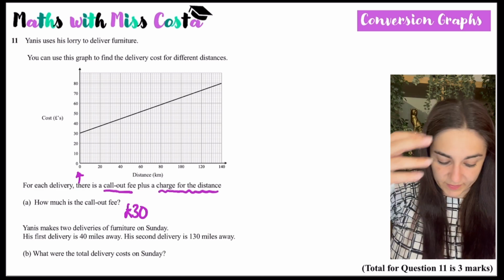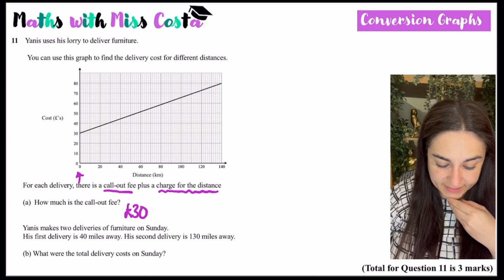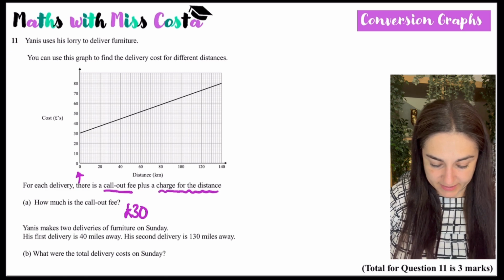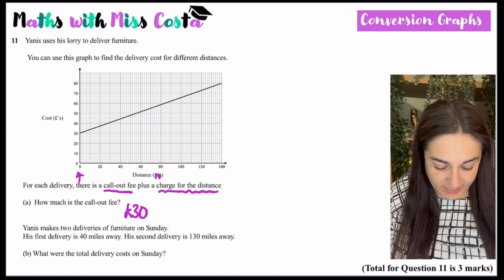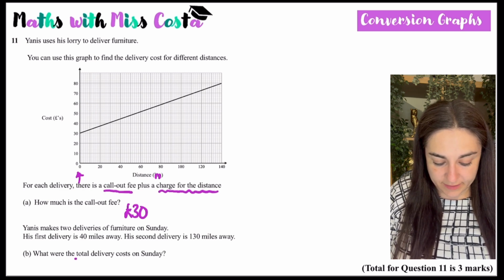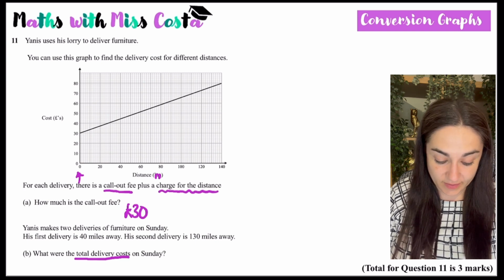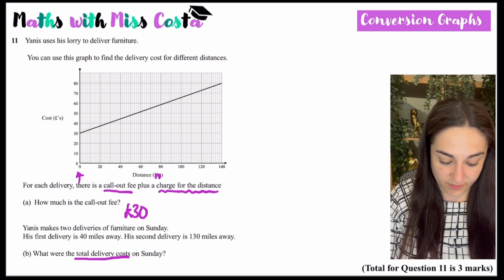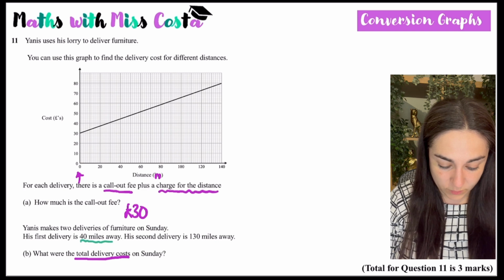Then I'm told that Yanis makes 2 deliveries of furniture on Sunday. His first delivery is 40 miles away. His second delivery is 130 miles away, and this is supposed to be in miles. So what were the total delivery costs on Sunday? So the total is generally when we add multiple things together. So first we're going to need to work out what the delivery cost was for his first delivery. So 40 miles away.